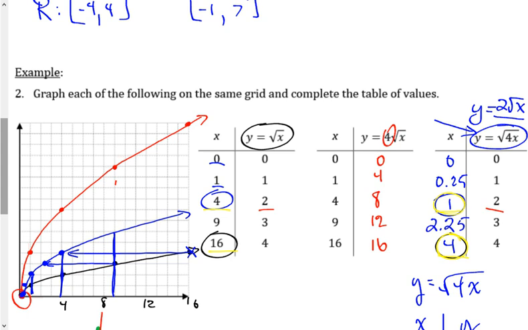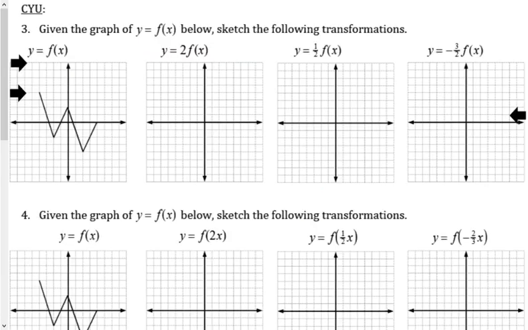Questions? No questions? Let's look at the next page. So here for number 3, we're going to do some practice. All 3 of these are vertical stretches. So you're given the original graph. You just want to sketch what does it look like when you stretch it vertically by these values. Those 3 should be not too bad.